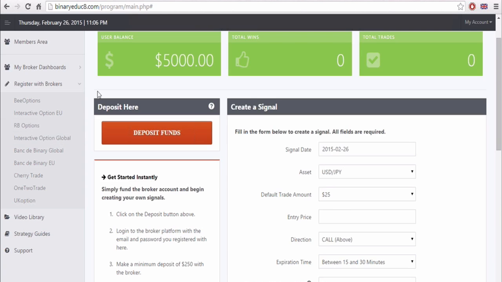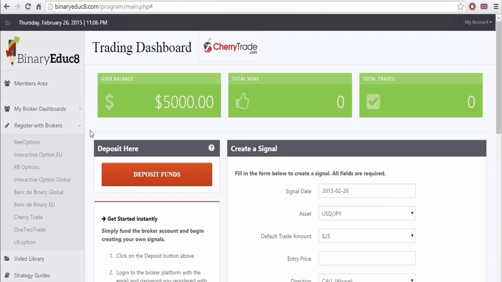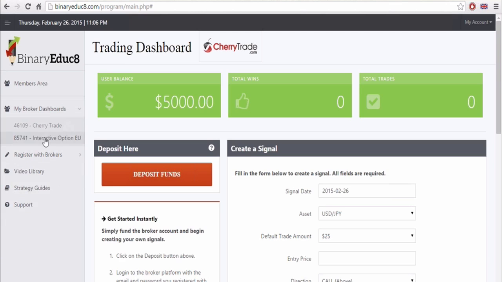Just one point: if you're in the U.S. at this time, the choices are Cherry Trade or B Options. If you're not in the U.S., the choices are any of the brokers listed, including Interactive Option, Bank to Binary, and so on. I'd like to show you how easy it is to register with brokers. If you look under my broker dashboard in my setup, I actually have accounts set up with Cherry Trade and Interactive Option.